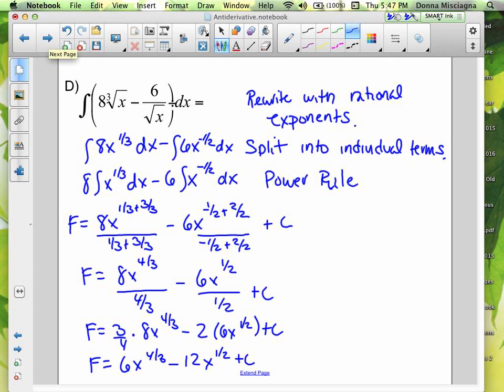And if you take the derivative, you will get the answer above as your derivative. So if you take the derivative of our function here, 6x to the 4/3 minus 12x to the 1/2 plus c, you will get the integrand as the answer.